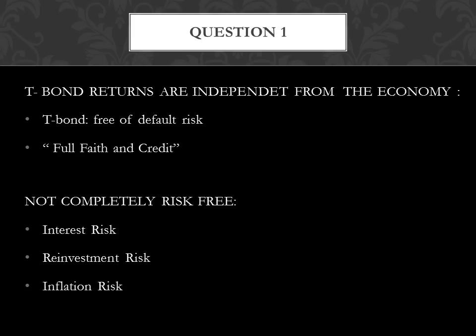Question 1. The T-bond returns are independent from the economy because the T-bond is considered to be free of default risk. The Treasury Department is expected to always be able to come up with the money to meet its necessary payments. All Treasury obligations are of the highest quality because they are backed by the full faith and credit of the U.S. government. However, they are not completely risk-free. They face other types of risks such as interest risk, reinvestment risk, and inflation risk.